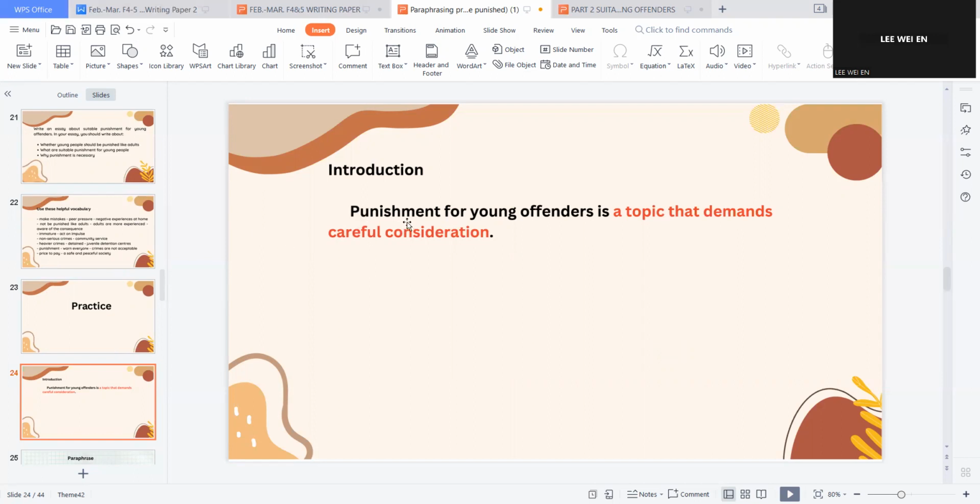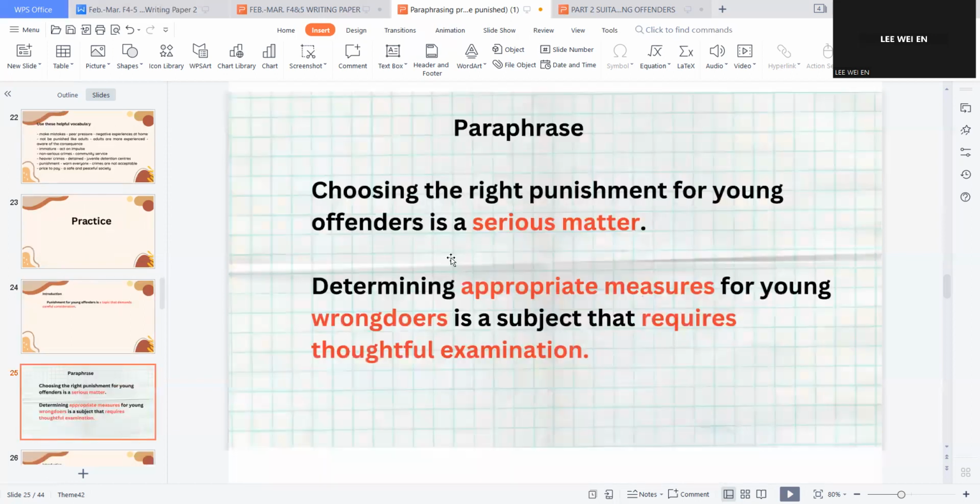All right. Let's look at this one. Punishment for young offenders is a topic that demands careful considerations. So when you look at this whole sentence, you will see that a topic that demands careful consideration is something that you can paraphrase, because that is the key idea over here. So how do you paraphrase it? There are two ways of paraphrasing it. There are different ways, many ways. These are just two of the examples. Can you read out the first one?